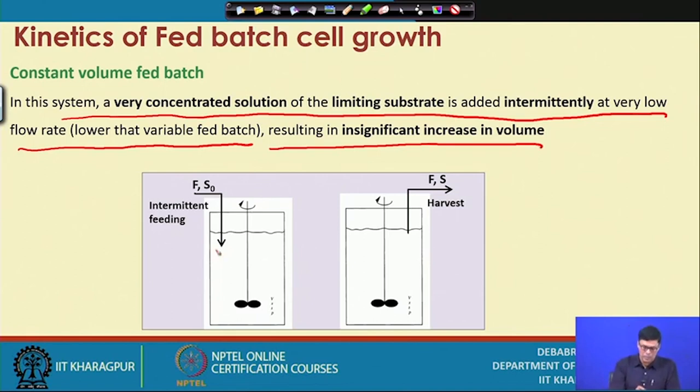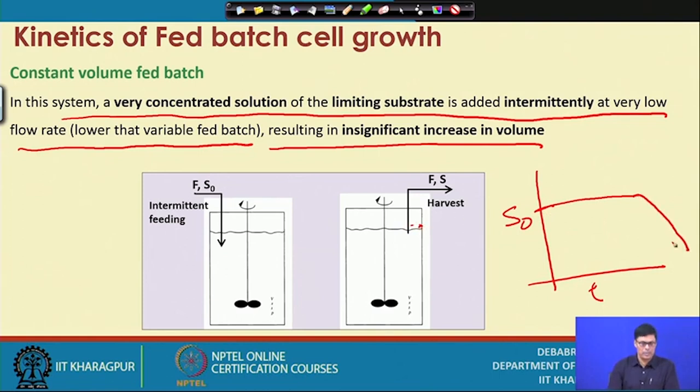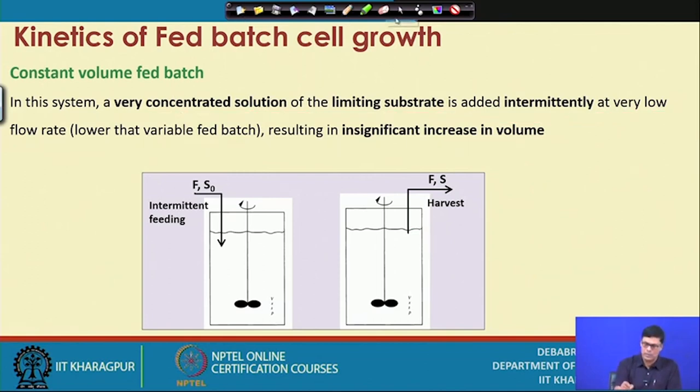It means that we are not increasing the volume much, only adding the concentrated substrate solution just to maintain, as I told you, this S0 value constant with respect to time. So, you keep it constant, and then when it reaches the final volume, it keeps on decreasing like this. So, this is the constant volume feed. This is another strategy that we have in the fed batch process.